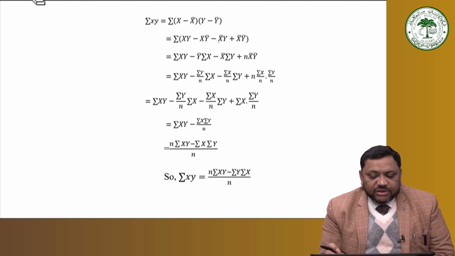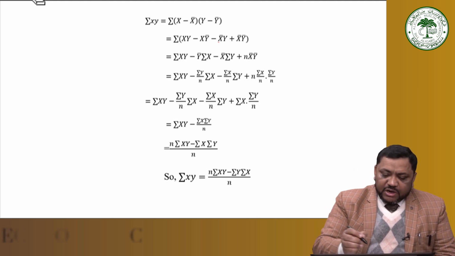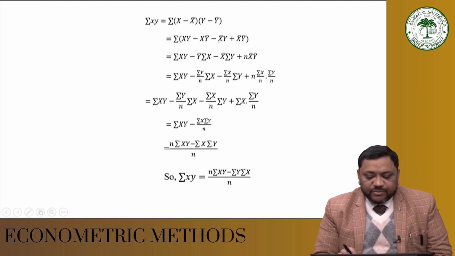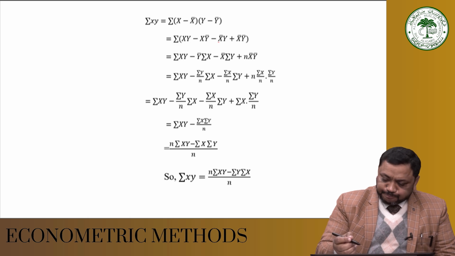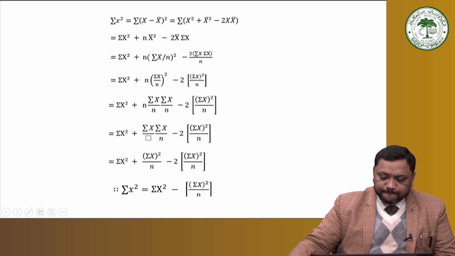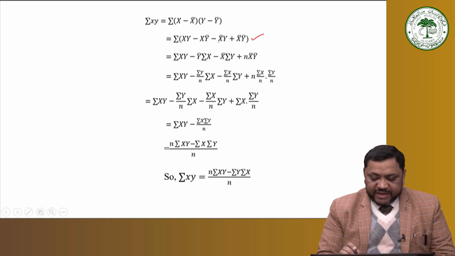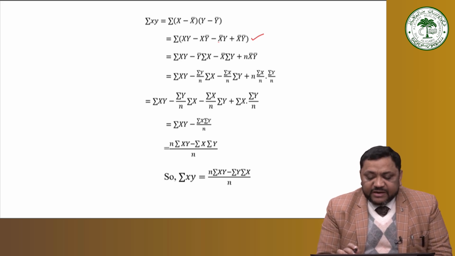Summation small xy is equal to summation of x minus x bar multiplied by y minus y bar. We just write small x as x minus x bar and small y as y minus y bar. Upon opening the brackets and doing the multiplication, what we get is summation bracket open xy minus x y bar minus x bar y plus x bar y bar. After that, we further open the bracket. So it turns out to be summation xy minus y bar summation x minus x bar summation y plus n x bar y bar.